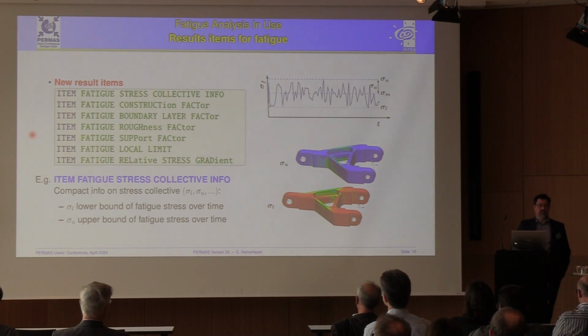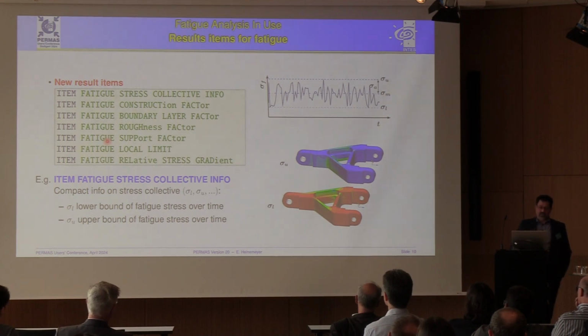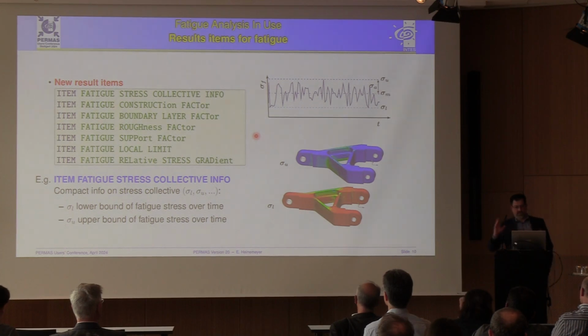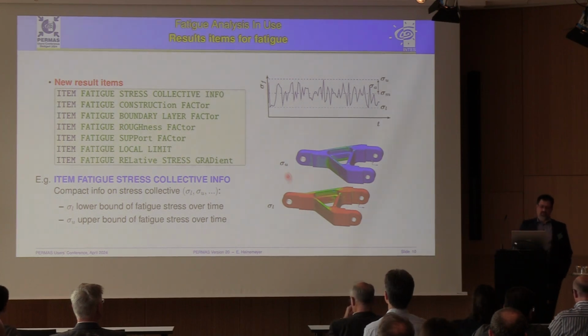For verification purposes, we now introduced new results that you can use to verify how this new local limit is being computed and to better understand what the influences of each of these individual influence factors are. Another thing that we provide you now with is a further result that we've shown here, which is the fatigue stress collective info, which gives you a simplified view on your fatigue stress history for one critical plane. So you get a lower and upper bound, for example, over all the time values for each point in your model.